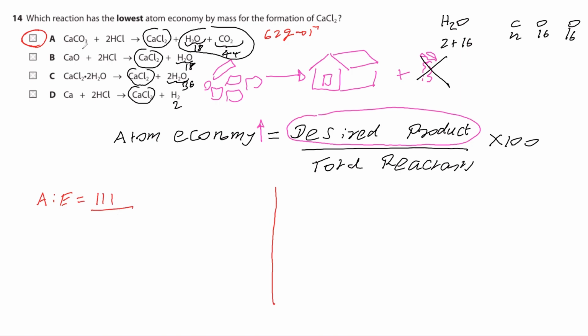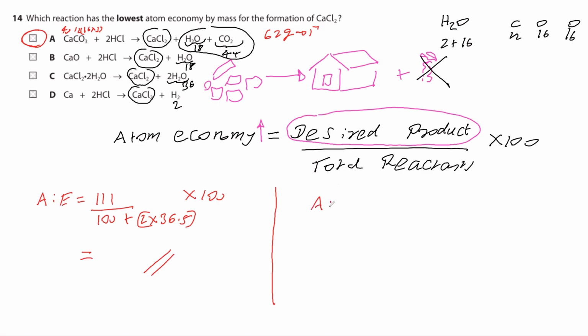Divide by total reactant. Calcium carbonate: calcium is 40, carbon is 12, oxygen is 16, and there are 3 of them. So if you do the math, it's 100 plus 2 HCl. 2 HCl means 2 times 36.5, times 100. So when you do this calculation, you will find the atomic economy of the first reaction.